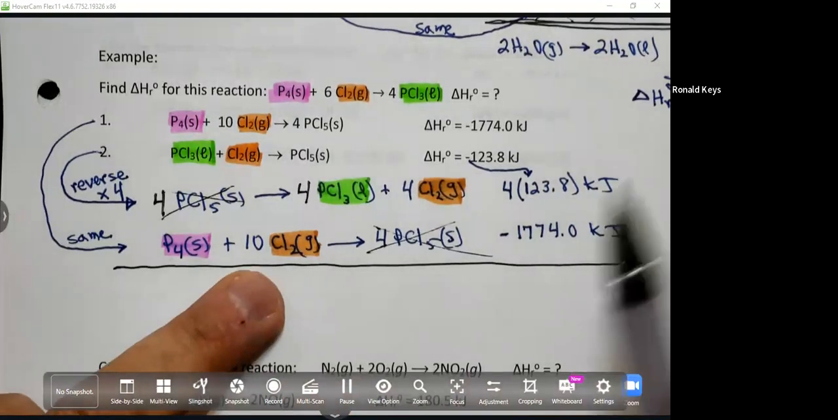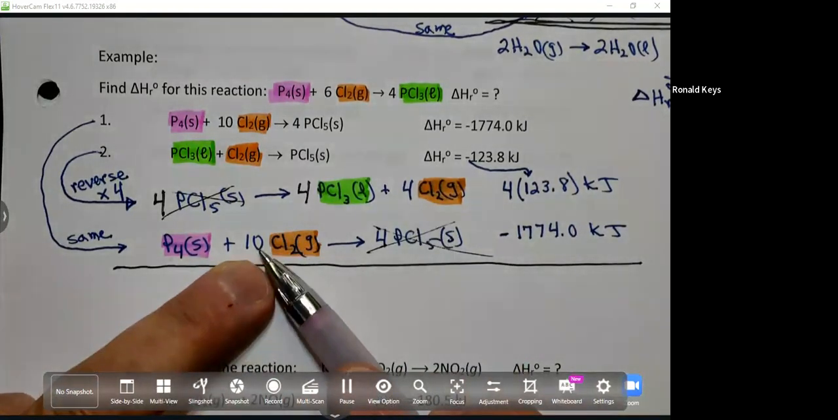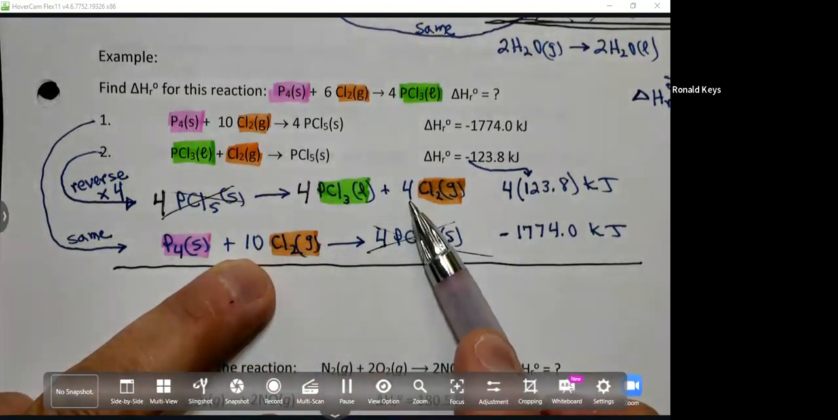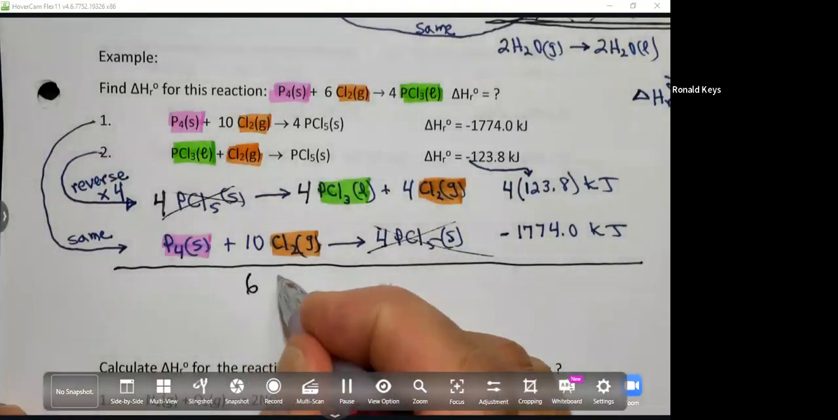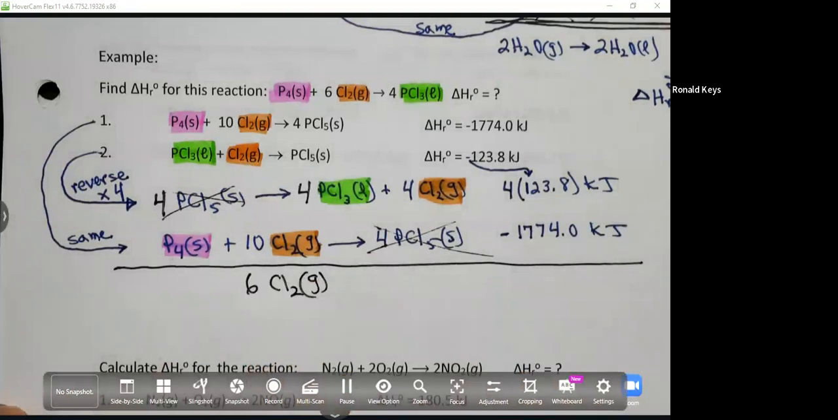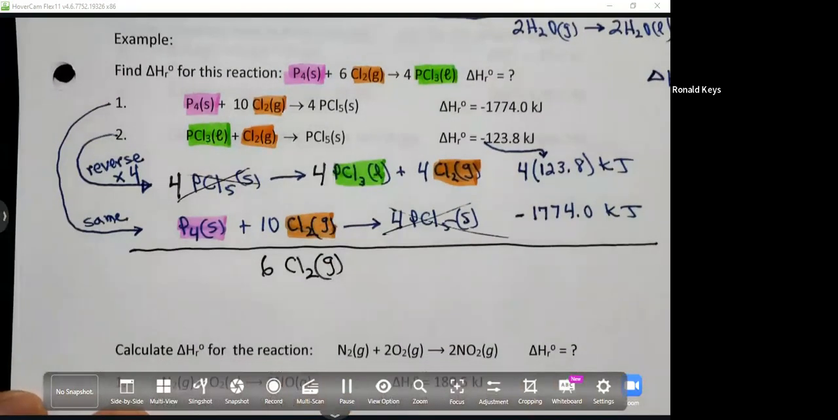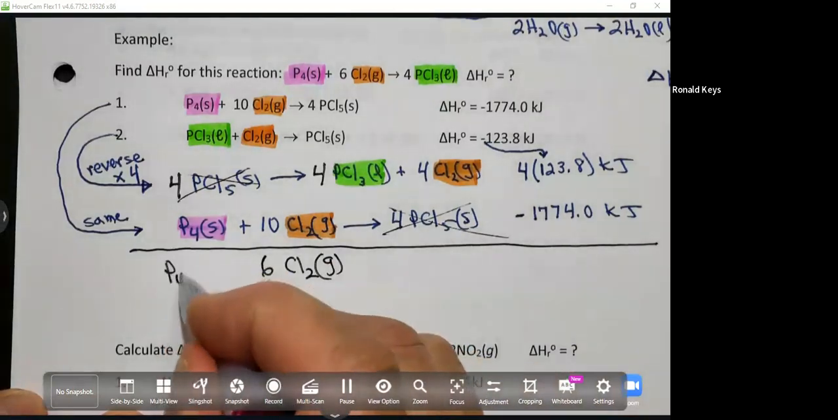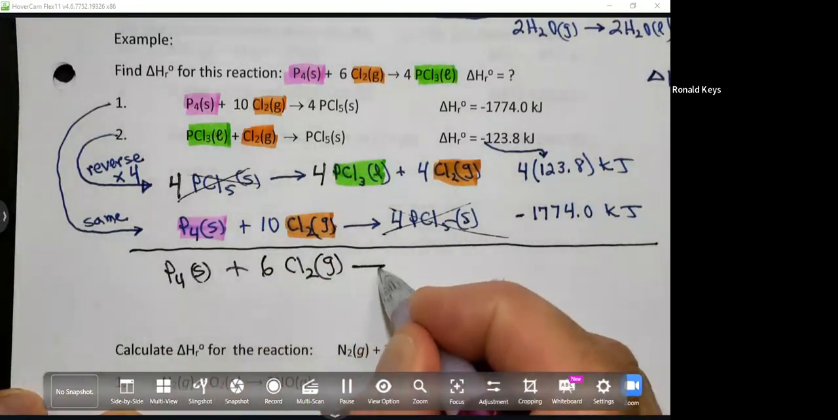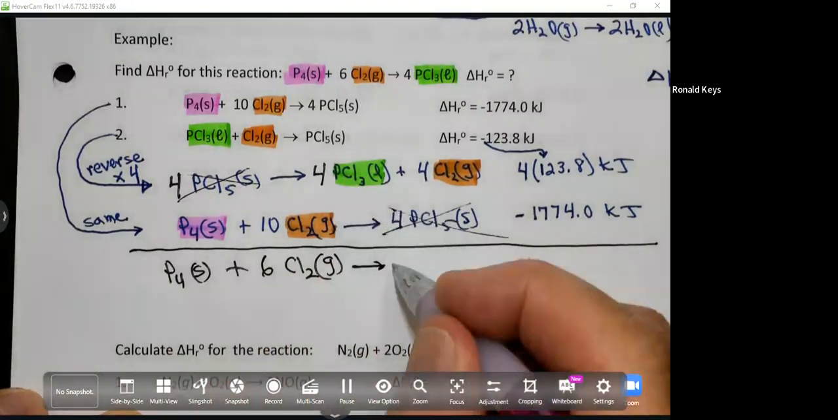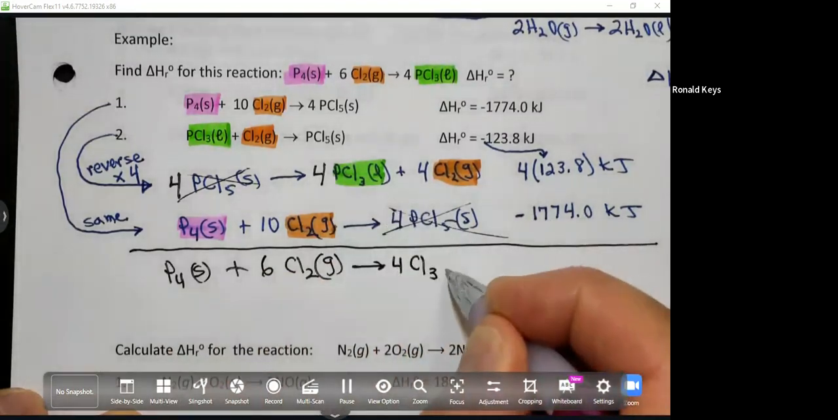Now, 10 on the reactant side, 4 on the product side becomes 6 on the reactant side, right? We're going to eliminate 4 out of these 10. 4 here, 10 here, leaves me with 6 Cl2 gas, right? And we've got P4 solid plus 6 Cl2 gas, arrow. And I've still got my 4 PCl3 liquid.